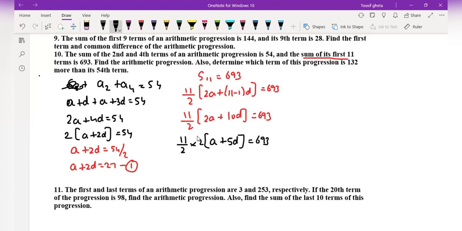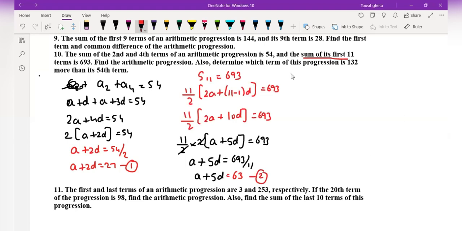Correct. So the 2 cancels. Cross multiply the 11. So a plus 5d is equal to 693 by 11. If we divide both, how much will we get? 693 divided by 11, we get the value 63. That will become our second equation.